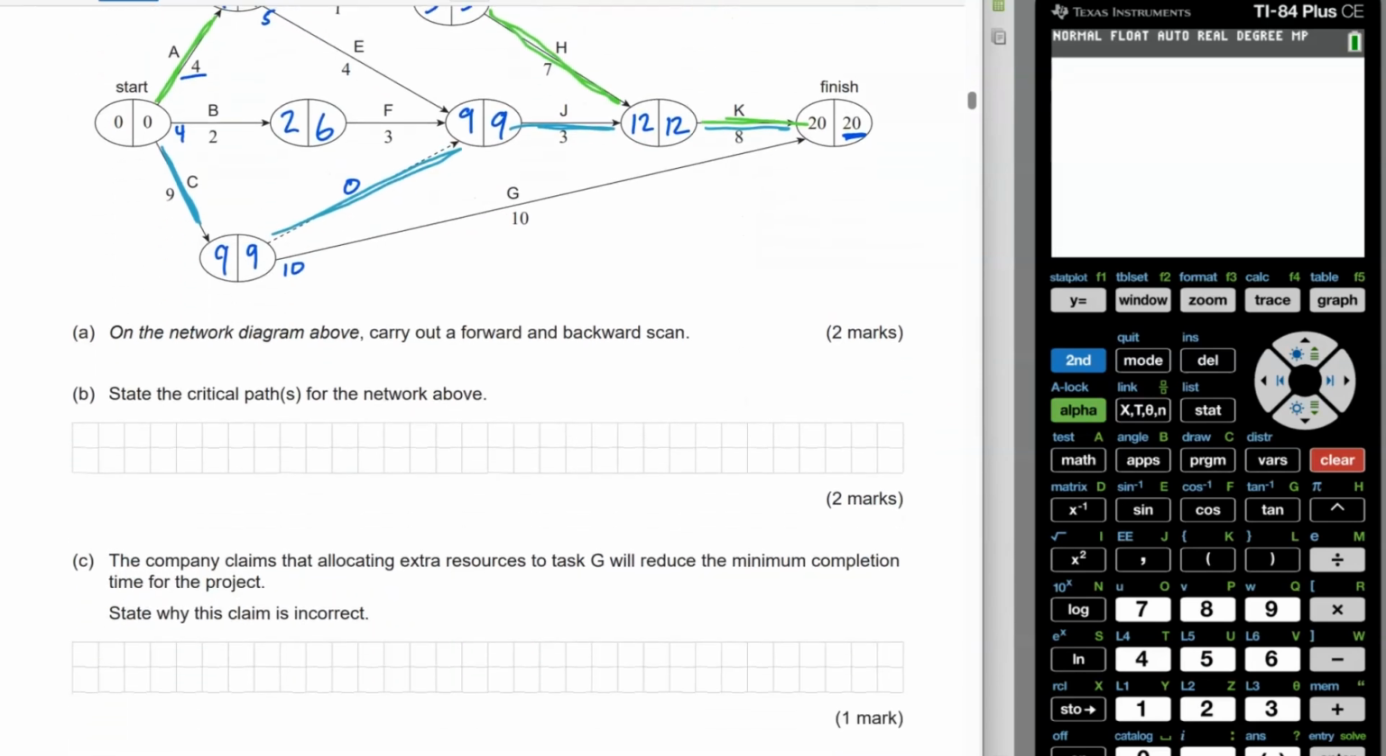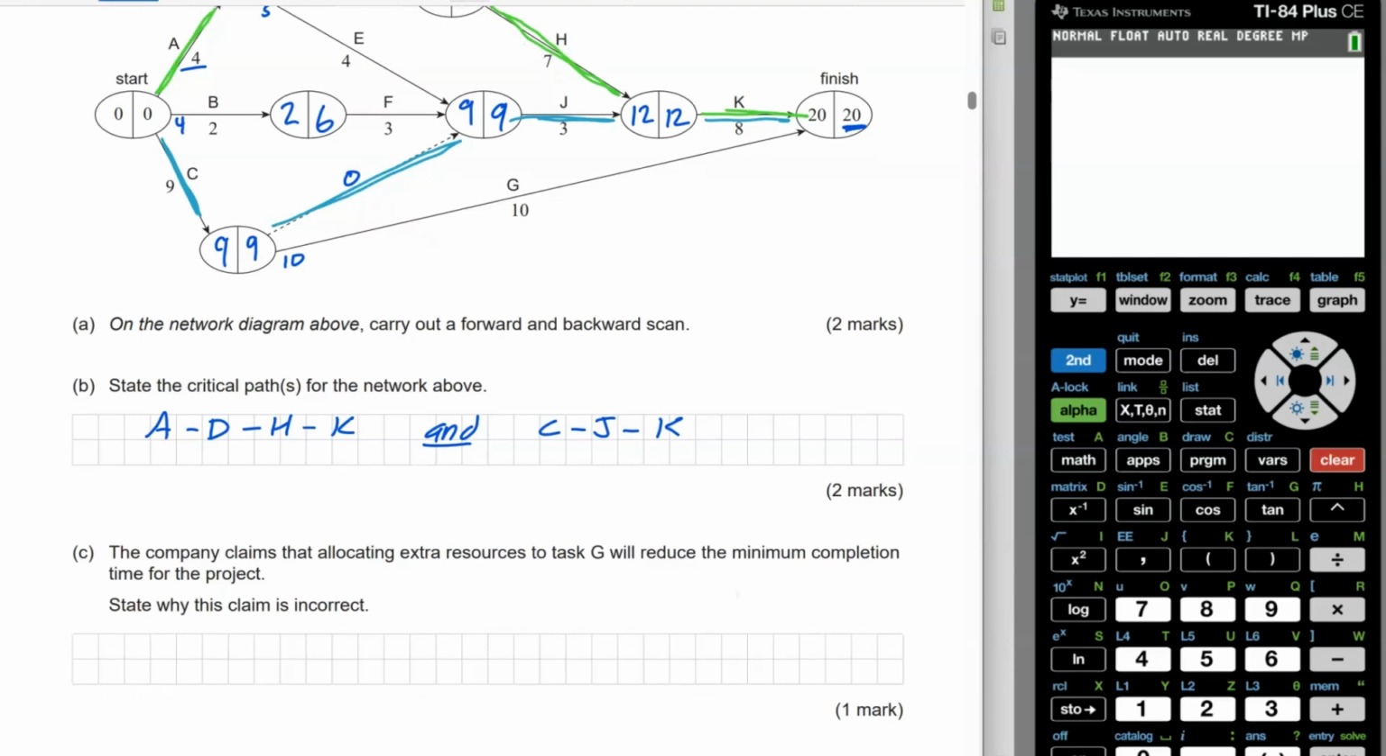And we're going to write about those below. So we'll just say that it's A, D, H, and K. And the other one is C, J, and K as well. So they are both our critical paths. So remember our critical paths are where the early start time and latest start time are the same.